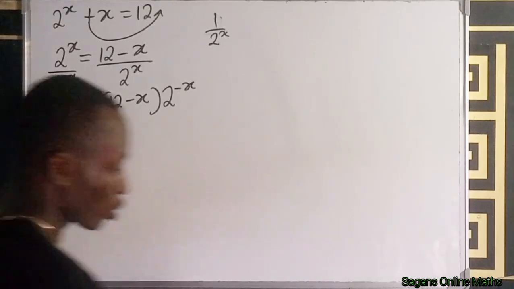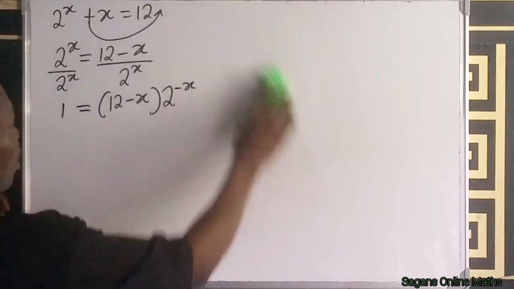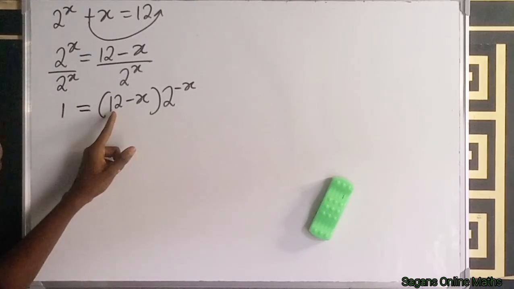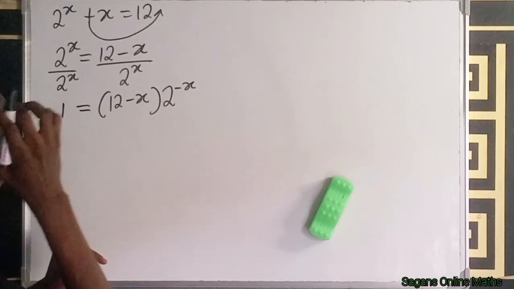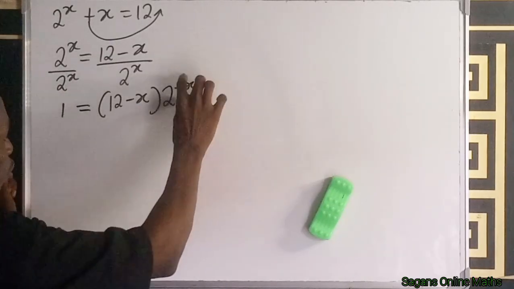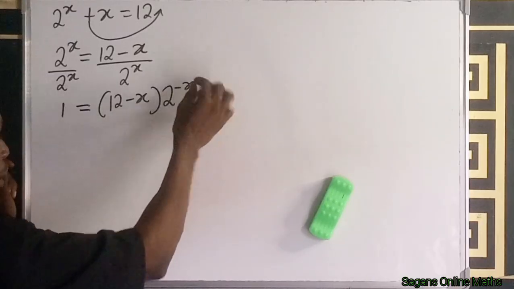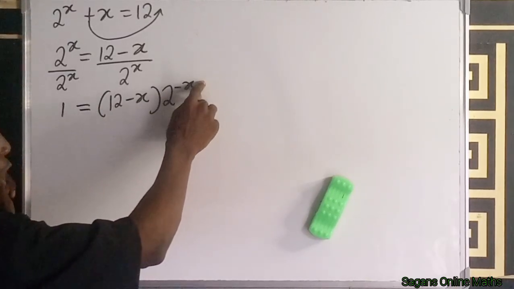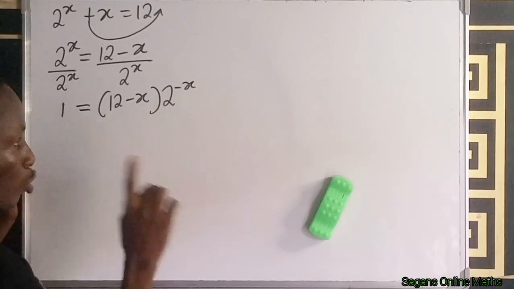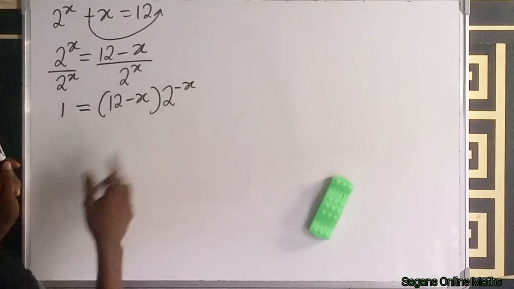Now what are we going to do here? We are going to obey some of the properties of indices. At this point, we have 1 equals 12 minus x multiplied by 2 raised to the power of minus x. We want the exponent here to be the same as 12 minus x. Luckily we have minus x, so we find a way for the power to also have 12. For us to achieve that, we multiply both sides by 2 raised to the power of 12. If we do that carefully, we will achieve this at the exponent here. So let's do that quickly.